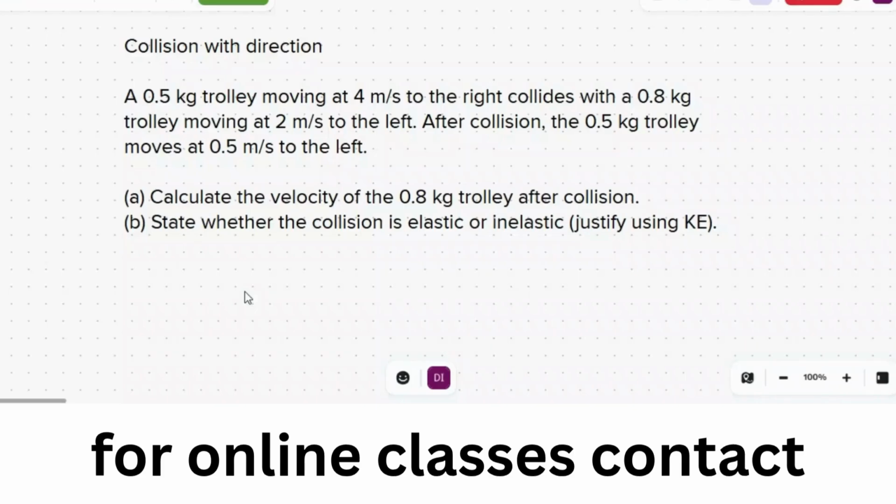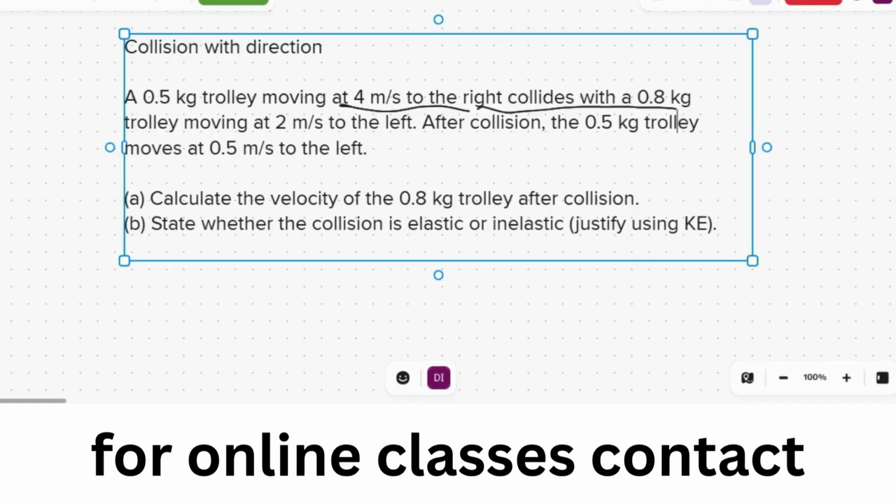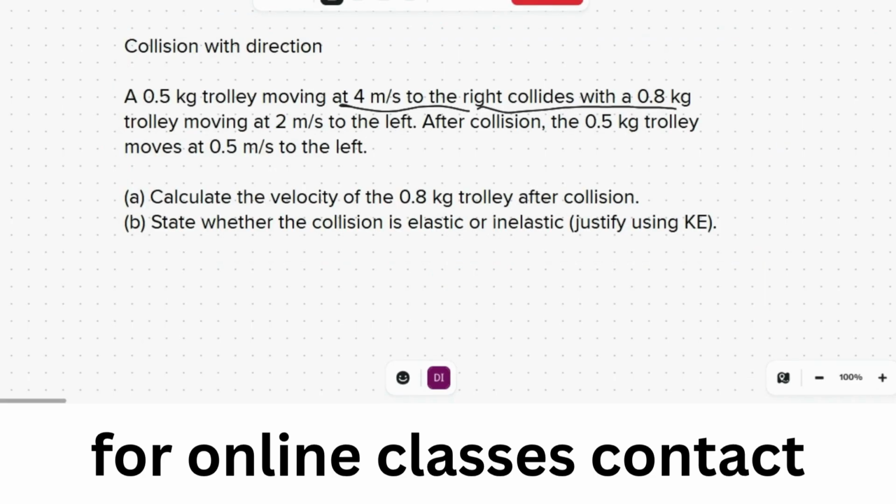Hi, today we are going to talk about collision with direction. So the question is a 0.5 kg trolley moving at a speed of 4 meters per second to the right collides with the 0.8 kg trolley moving at 2 meters per second to the left.